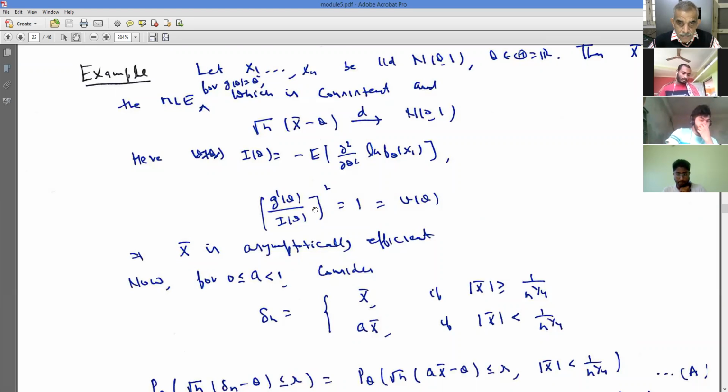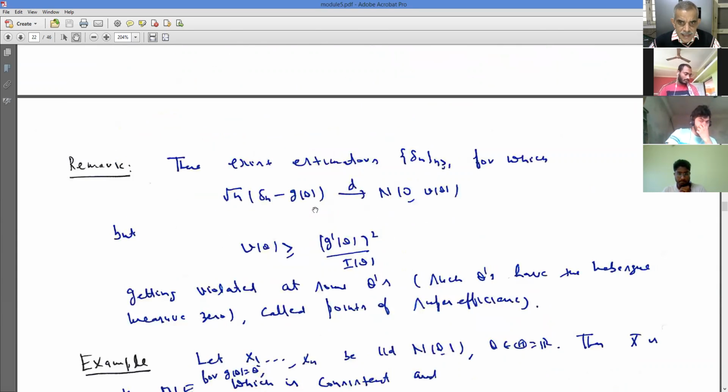So here in this example, in the light of the last examples, it says there exist estimators delta n for which this goes to a normal, but v theta greater than or equal to the bound gets violated at some thetas. Such thetas have Lebesgue measure 0, called points of superefficiency.